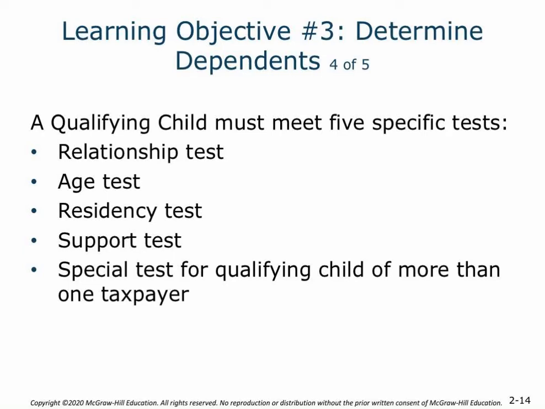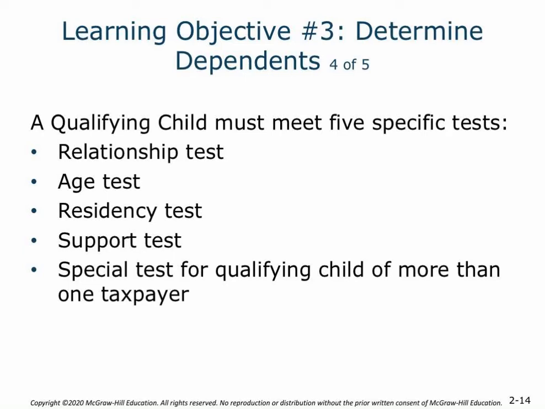The third test here is going to be a residency test, and that's going to be that the child needs to live with the taxpayer for more than half of the year. And again, temporary absences are not going to count against that. So if the child goes off to school, to college for 4 months and then comes back, then that 4 months does not count against the residency test, does not count against that time.